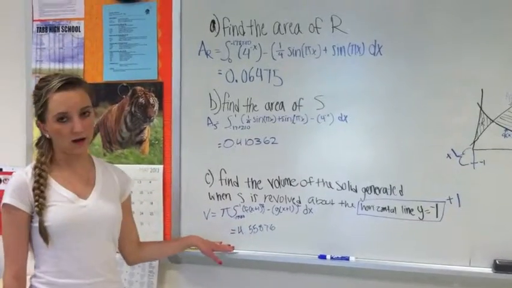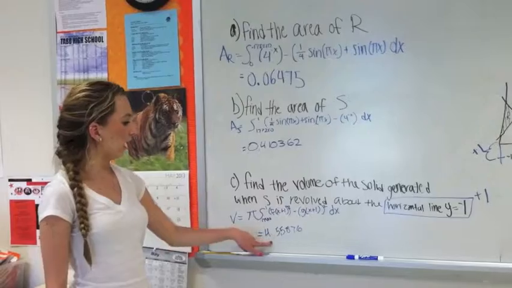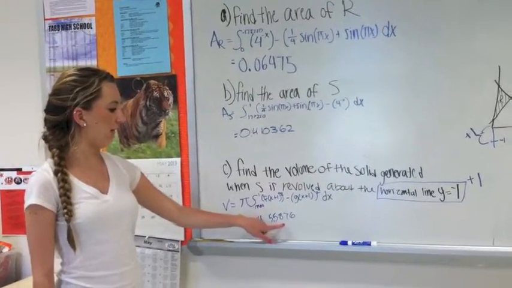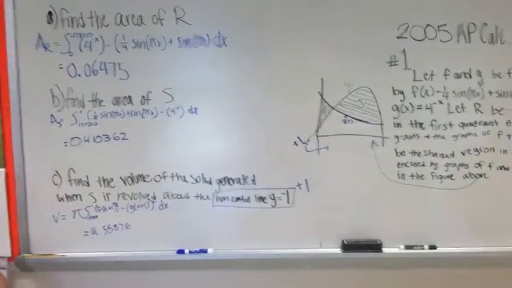Then you just go and plug it into your calculator like we've done before. Make sure you add your pi out in front, and you'll end up with 4.55876 as the volume of that solid when rotated around that horizontal.